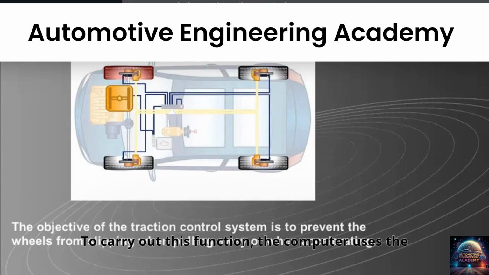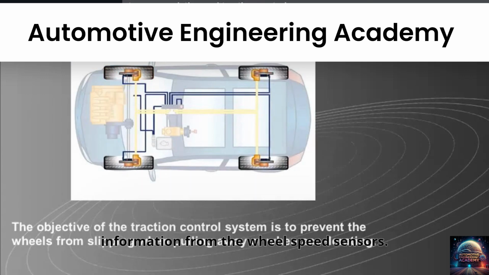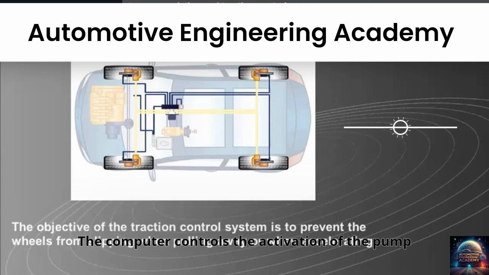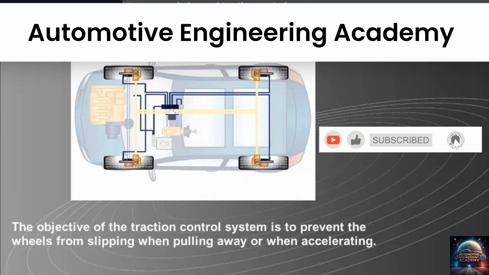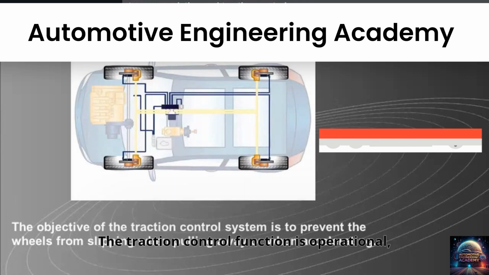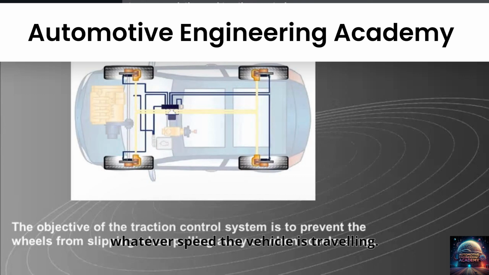To carry out this function, the computer uses the information from the wheel speed sensors. The computer controls the activation of the pump and its solenoids for the wheel concerned. The traction control function is operational whatever speed the vehicle is traveling.